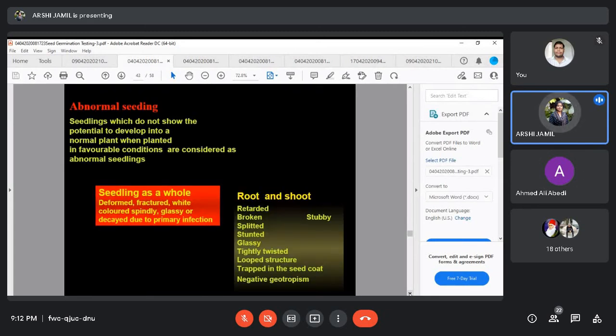Now abnormal seedlings vary from the normal seedlings. They might have deformed, fractured, white colored, spindly or glassy decay due to primary infections, or they may show some retardation, they may show some broken parts, they may be straight, they may be stunted, या हो सकता है कि वो जब इमर्ज कर रही हो तो लूप फॉर्मेशन हो गया हो, या सीड कोट में जो इमर्जिंग स्ट्रक्चर्स हैं आइदर द प्लूम्यूल और द रेडिकल, वो सीड कोट में ही ट्रैप हो गया हो एंड इट माइट बी अनेबल टू गेट आउट ऑफ द सीड कोट. सो इन दैट केस वी हैव एबनॉर्मल सीडलिंग्स.